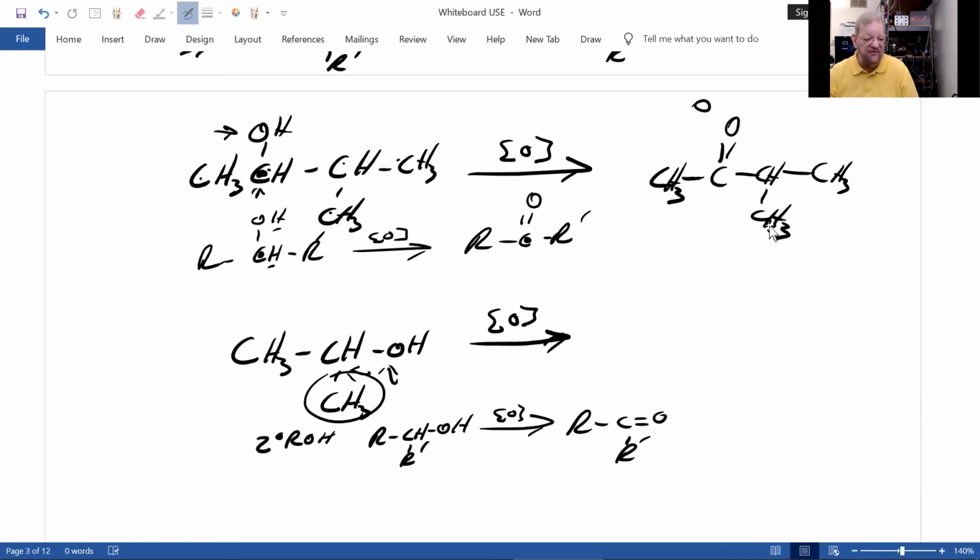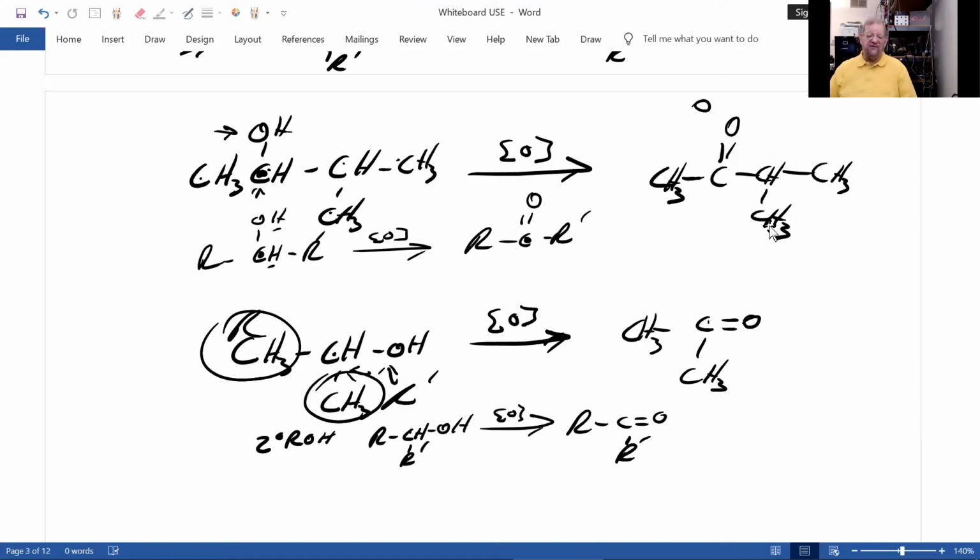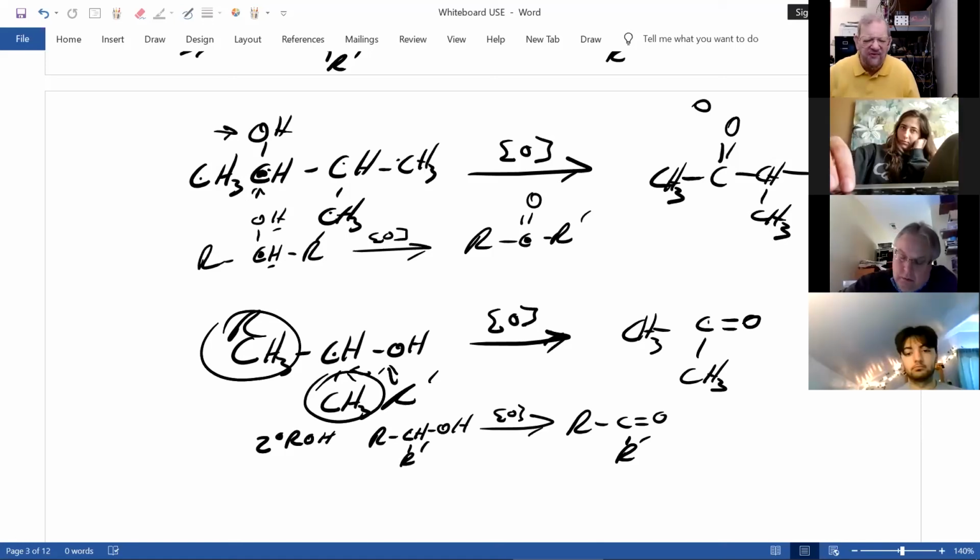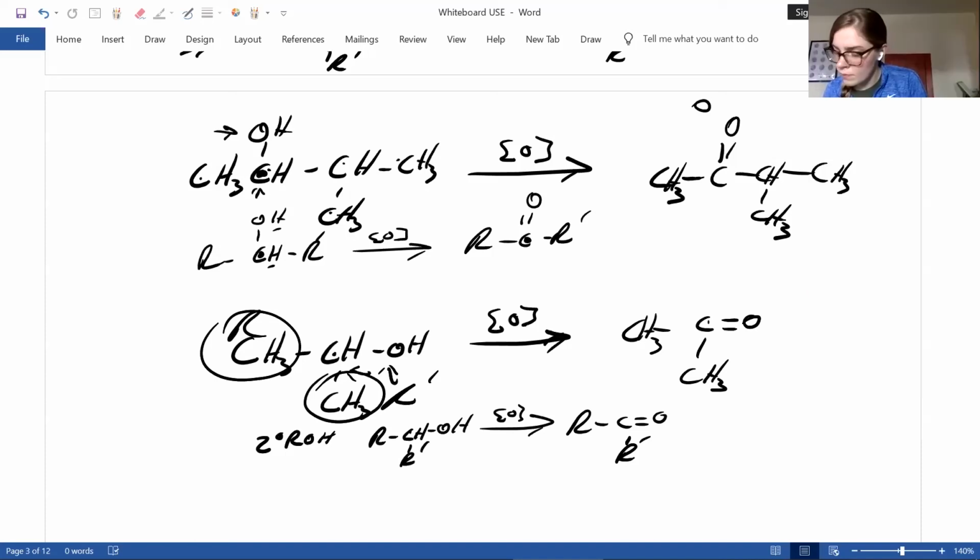Well, in this case, what's R and R prime? Methyls. And the carbon with the hydroxyl group will be the carbon double bonded to oxygen, the carbonyl carbon. Does anybody see the significance of this reaction? Take a look. What do you think the significance of this reaction is?